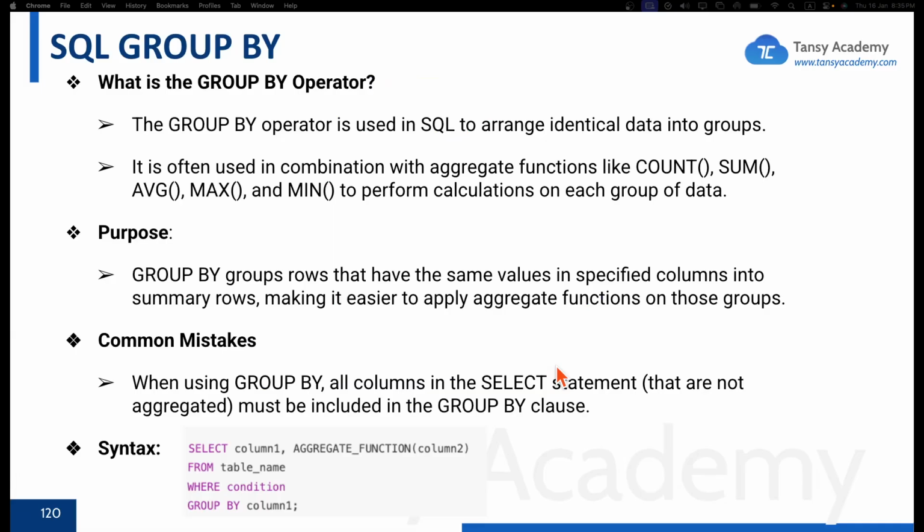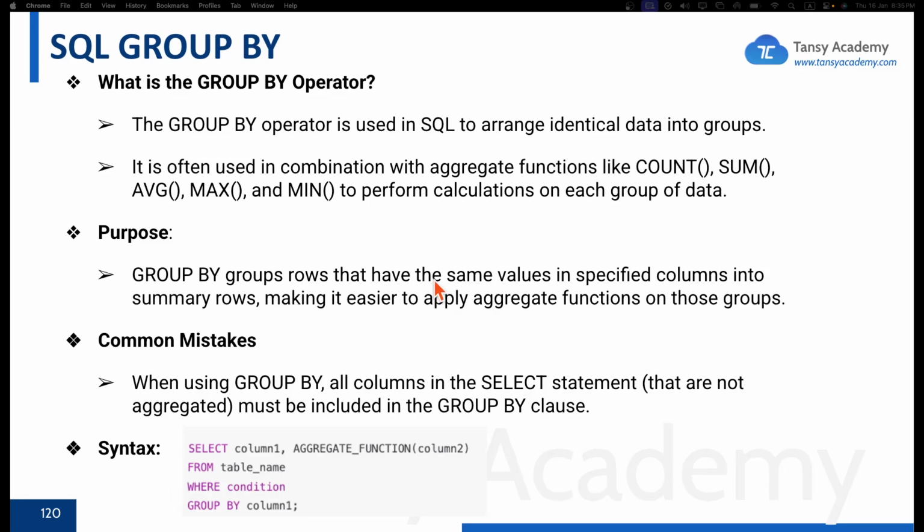The group by operator is used in SQL to arrange identical data into groups. It's like you have an employee table, you have a client table. You can group employees by the department, or by their designation, or you can group customers by their city or by their age or by their gender. A lot of things. You can group by pretty much any column. That's why you have a group by clause, a group by operator.